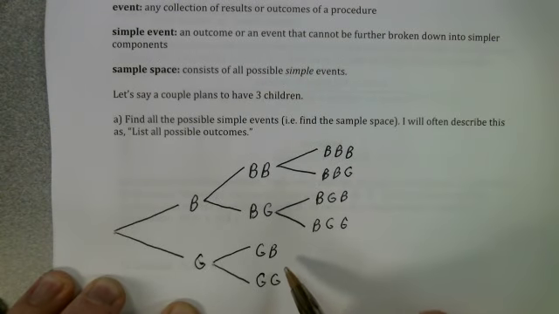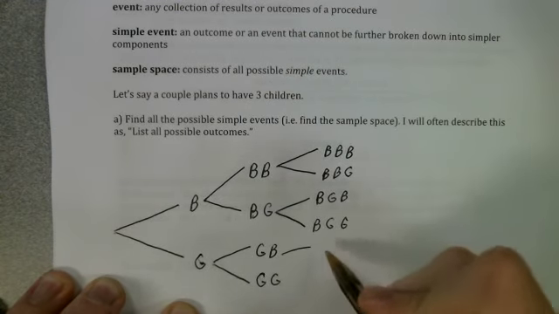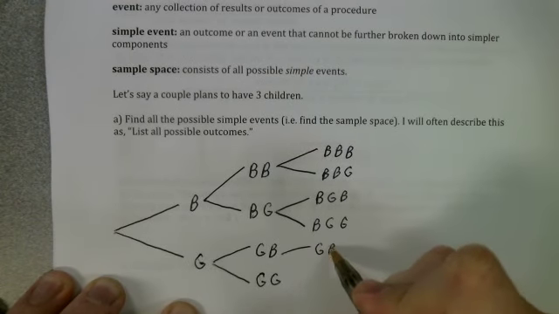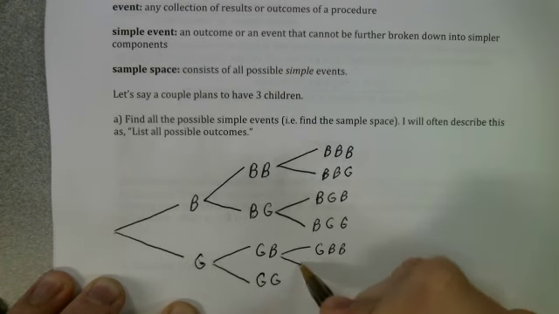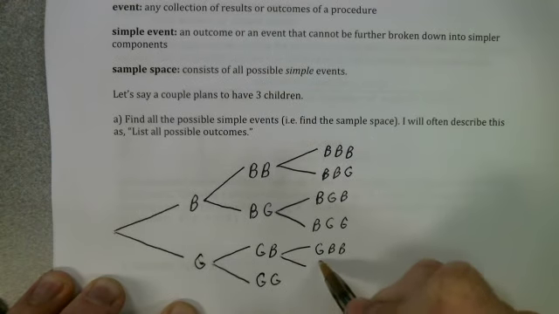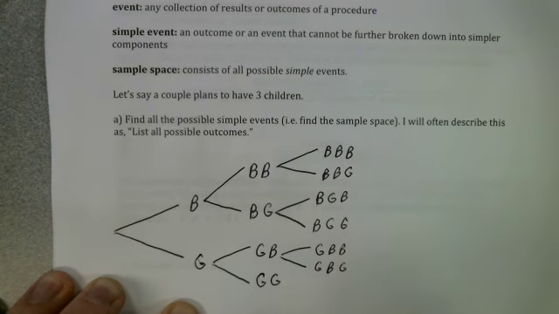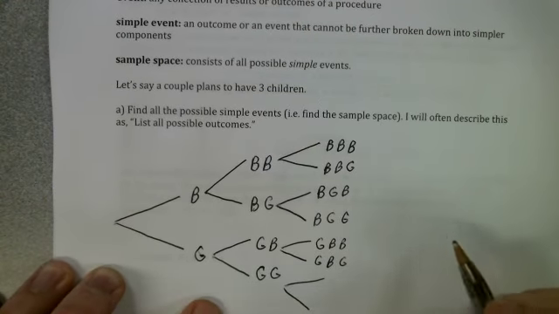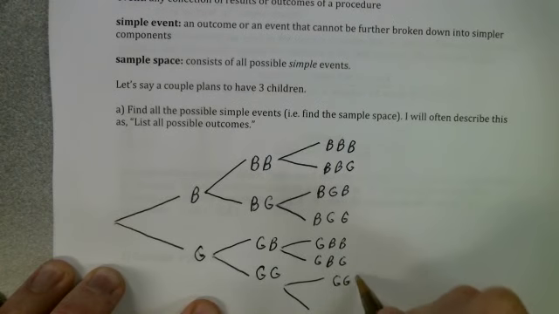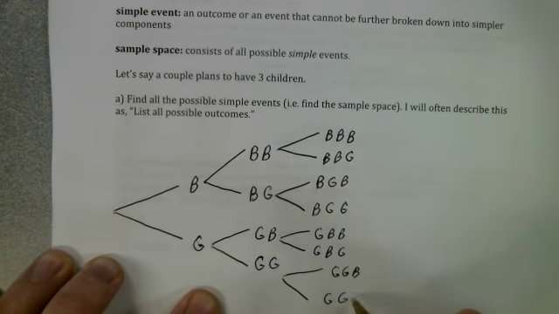And if you start with a girl, then have a boy, you could have another boy. So you have girl, boy, boy. Or you could have another girl. Girl, boy, girl. Lastly, if you have a third kid down here, if you start with 2 girls, you could have a boy, girl, girl, boy. Or you could have another girl. Girl, girl, girl.